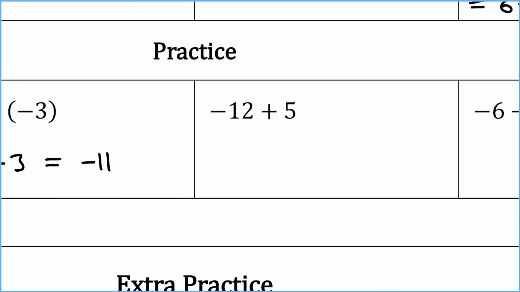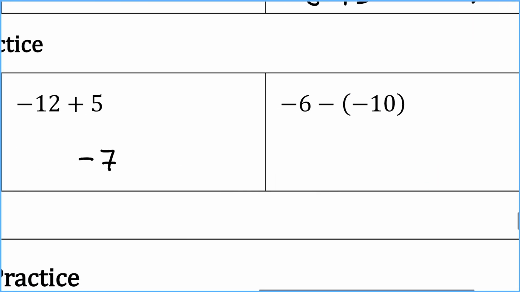Negative 12 plus 5, negative 12 plus 5. It's like you were in debt $12 and you paid off $5. You're still in debt, but a little bit less. You now only owe $7. Negative 6 minus negative 10 is the same thing as negative 6 plus 10, which is 4.